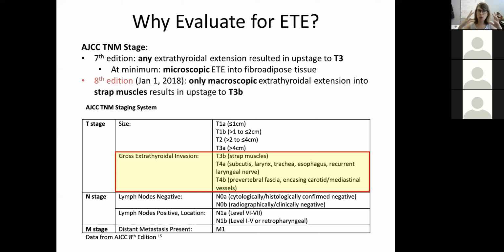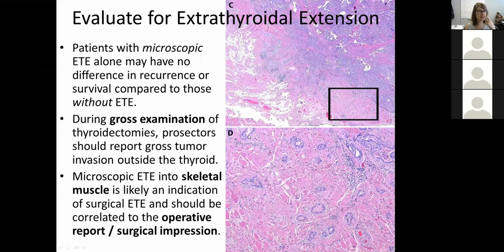So the gross impression is very important for the stage, all right? So we as pathologists can identify gross extrathyroidal extension on our cut sections, and we can identify microscopic extrathyroidal extension on our H&E sections. In this case, I'm showing you infiltration of the PTC into skeletal muscle.